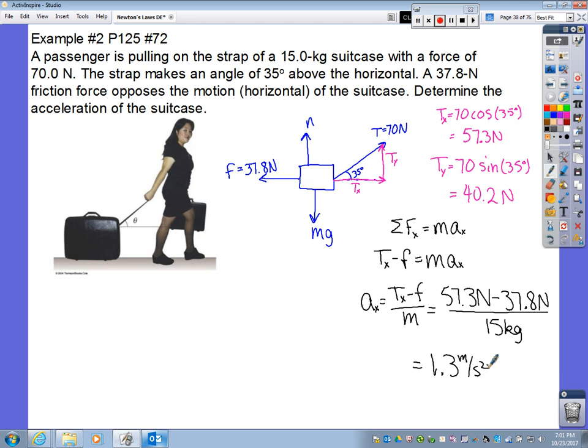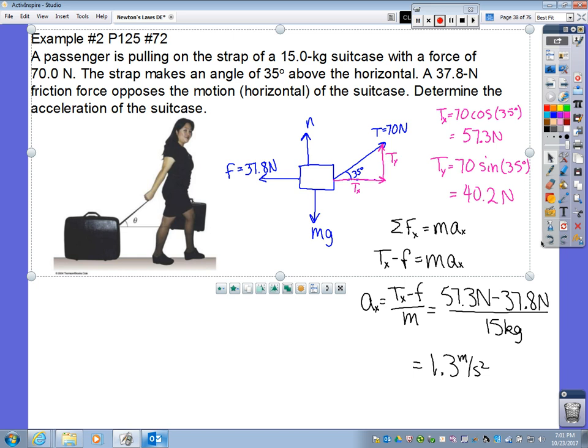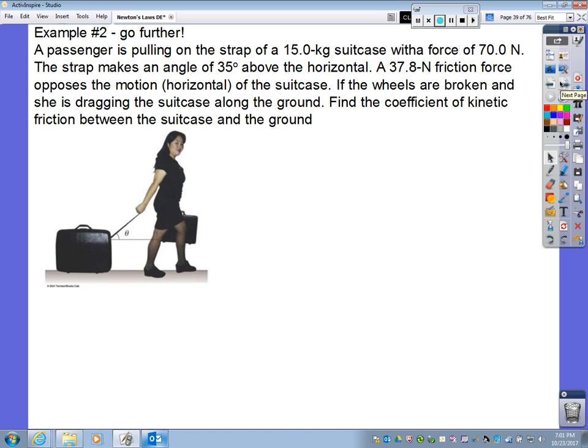Now the next problem is very similar. I'm just going to move to the next slide. This problem's the same except for what they're asking us. It says if the wheels are broken and she's dragging the suitcase along the ground, find the coefficient of kinetic friction between the suitcase and the ground.